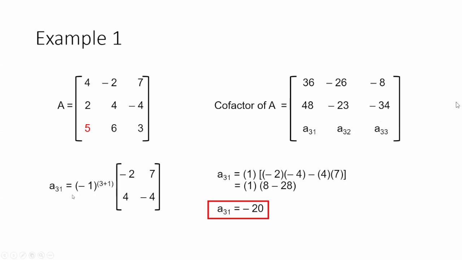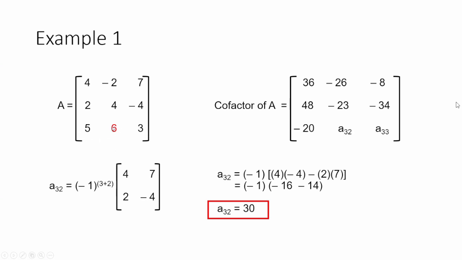Next, third row, first column. So, ito yung concern ko. Mawawala itong first column tsaka yung third row. So, that's equal to negative 2 tsaka 4, 7 tsaka negative 4. So, negative 1 raised to 3 plus 1, that's negative 1 raised to the fourth. Therefore, that's positive 1. Negative 2 times negative 4, that's equal to positive 8, minus 4 times 7 is 28. 8 minus 28 is negative 20 times 1, negative 20. That's my third row, first column.